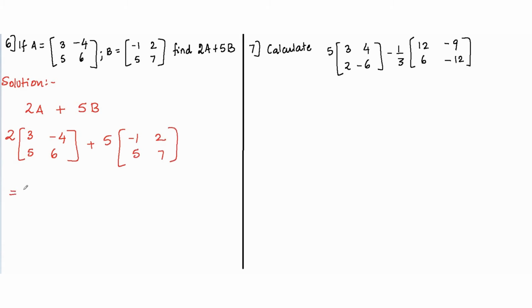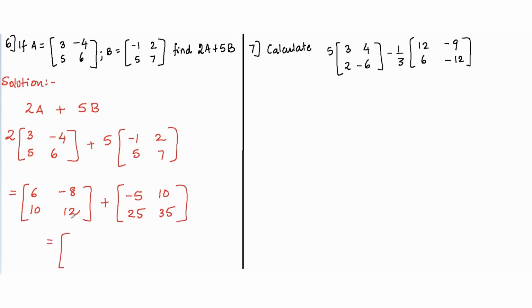So let's find this value. 2 times 3 is 6, 2 times negative 4 is minus 8, 2 times 5 is 10 and 2 times 6 is 12. So we know that when we multiply a matrix with a scalar value, we have to multiply the scalar value with all the elements inside the matrix. Plus, let's multiply 5 with all the terms. So 5 into minus 1 is minus 5. 5 2s are 10. 5 5s are 25. And 5 7s are 35.